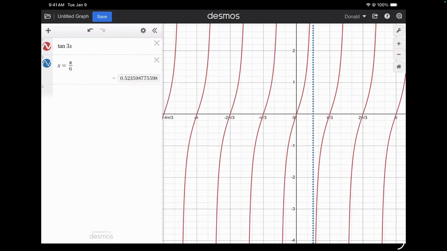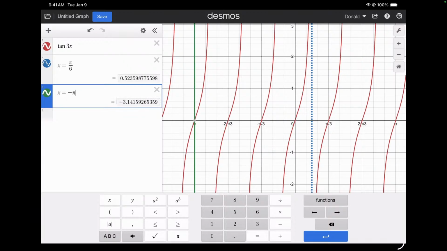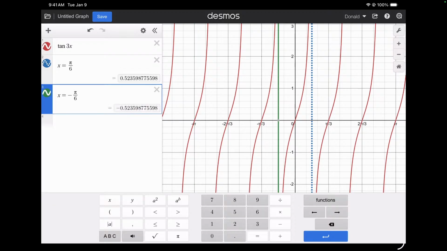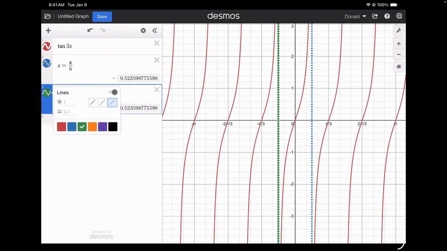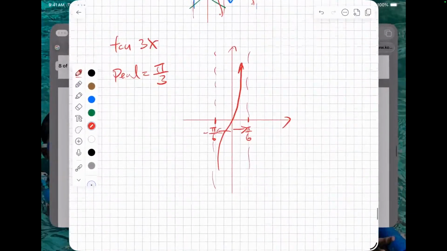Do you see that asymptote? And x equals negative pi over 6, sorry. And it's going to look like this. You see that this is one period, so negative pi over 6 to positive pi over 6. What's the whole period? Pi over 3. And you can even tell from here to here. Is this okay? You know that it's going to be pi.